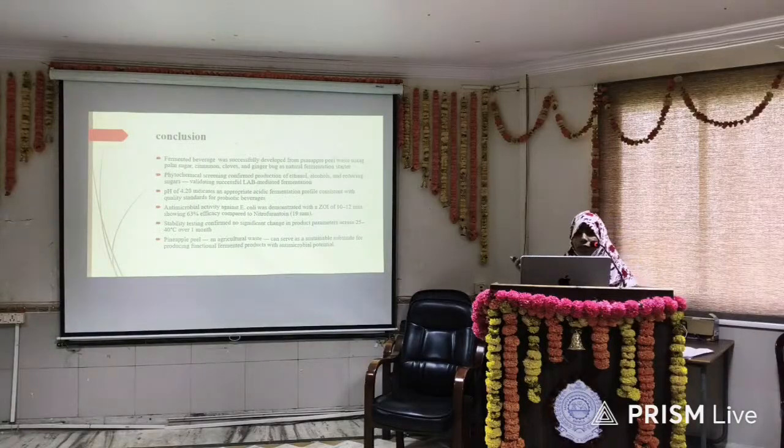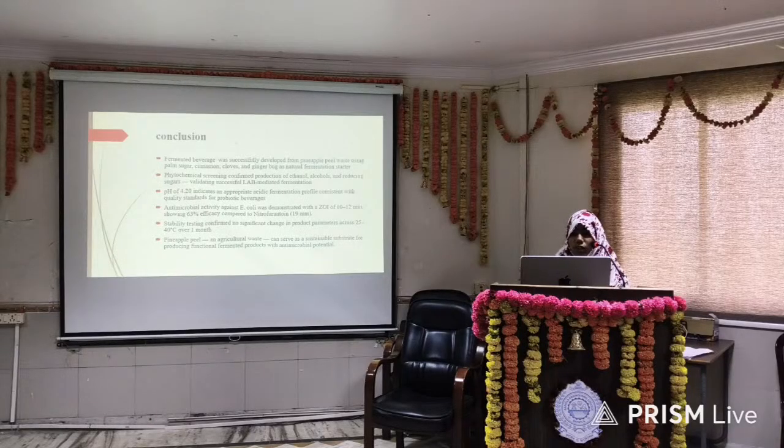And the conclusion: fermented beverage was successfully developed from pineapple peel waste using palm sugar, cinnamon, cloves and gingerbread as a natural fermentation starter. Phytochemical screening confirmed production of ethanol, alcohols and reducing sugars, validating successful lab-mediated fermentation. The pH of our fermented product is found to be 4.20, which indicates an appropriate acidic fermentation profile consistent with quality standards for probiotic beverages.